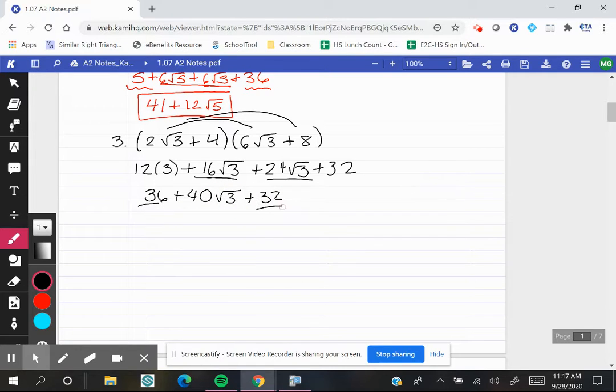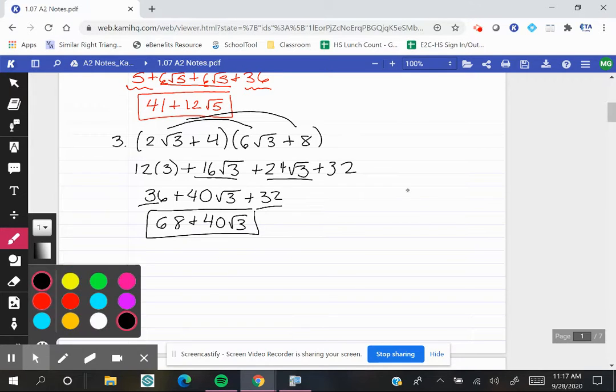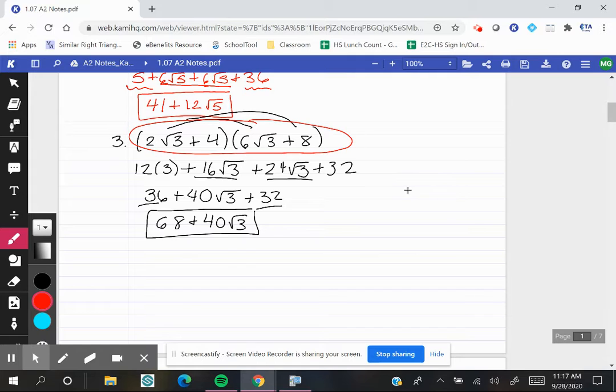And then I have some more like terms, 36 and 32, to get 68, and then just bring down your 40 radical 3. Again, check it in your calculator, type the original in your calculator, and then type your answer and see if they give you the same decimal. So go ahead, pause, and do that now.